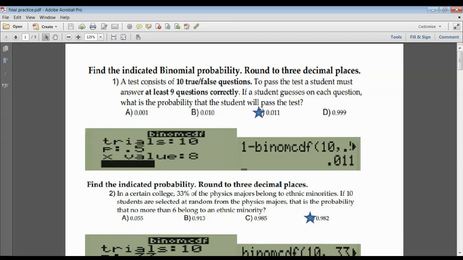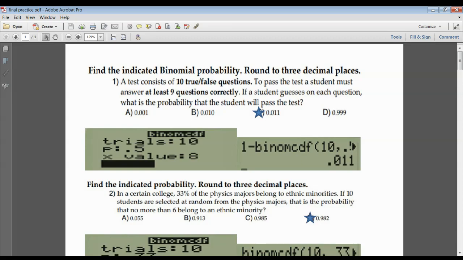Anyways, let's get started. A test consists of 10 true false questions. To pass the test, the student must answer at least nine. If you get 10 questions and you have to get at least nine, that means you have to get nine or 10. So, a couple of ways of doing it. The easiest way, since you're finding the back end, is the complement rule.